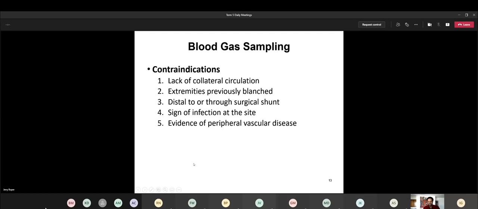And then any kind of shunt, just stay away. Don't even bother trying. It says here, distal to or through the surgical shunt. So I would translate that to say, if there's a shunt on the right arm, don't even think about it. And the same goes for the left arm. And then 4 is obvious. If it looks to be infected, you're going to stay away from that area. And if you know the history, if there's been something written about the patient having some type of peripheral vascular disease or something of that nature, then that's also a contraindication.